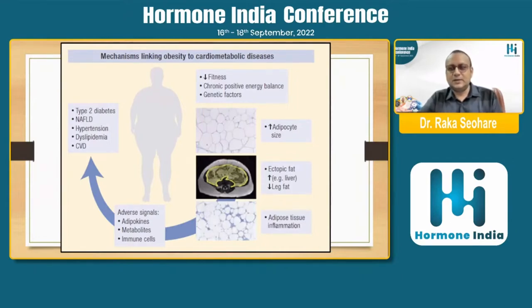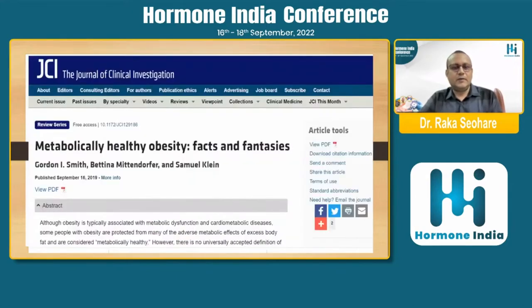But there is a big but: whether obesity can be healthy obesity, or whether all obesity can be classified as bad obesity. This heterogeneity of obesity is very nice, and it will give insight to future endeavors of our research. When I was Googling and researching papers on metabolic healthy obesity, the recent paper by Gordon and Smith, which has fact and fantasy, is very wonderfully defined, and everybody should read that publication in JCI.